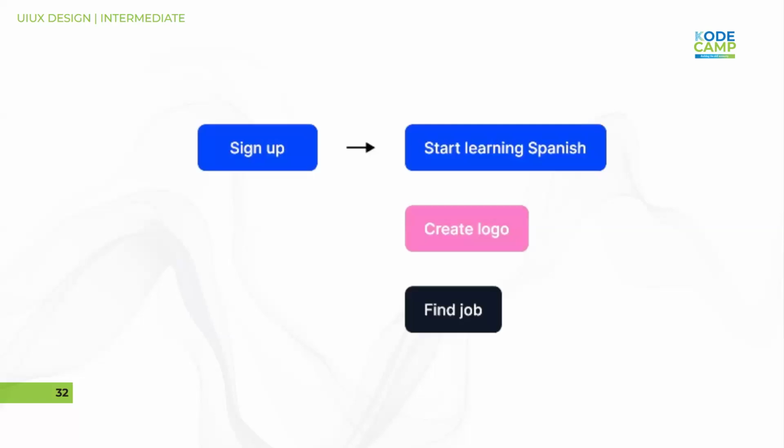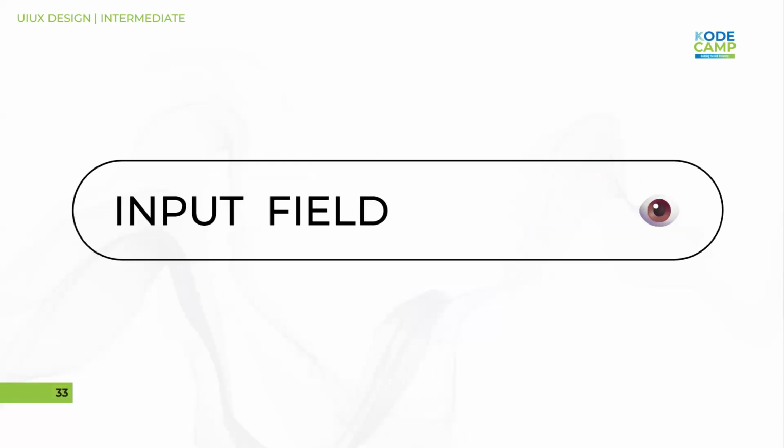So you can see here we have sign up. Instead of using this, you can now say start learning Spanish if it has to do with learning. Most times, if it is not only about Spanish, you can just say start learning. If you are creating a logo, you can say create logo, find jobs. All right. So that is all for buttons.